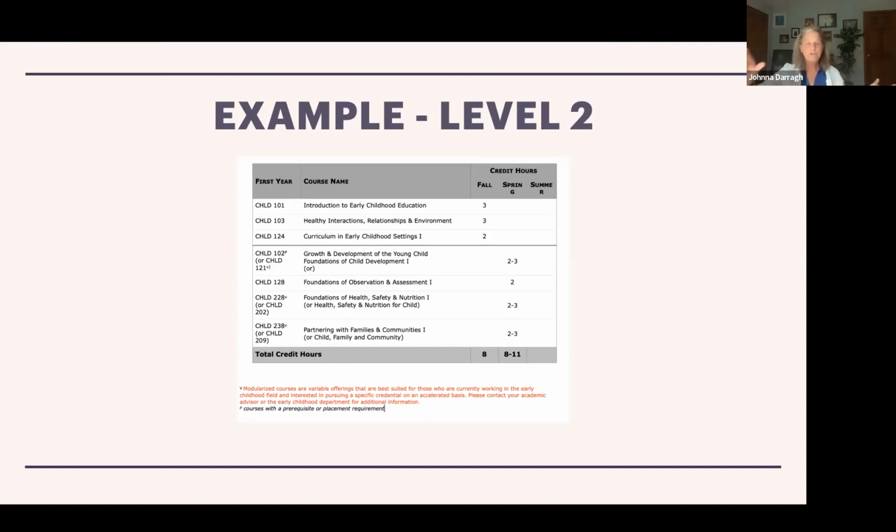So one of the additional reasons for modularizing child growth and development of the young child, as we did, was so that individuals who, as I've mentioned before, are developing their English literacy skills, they can still be enrolled in those foundational level 2 competencies.